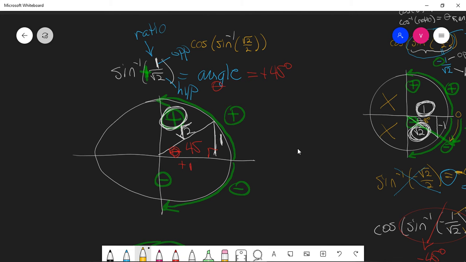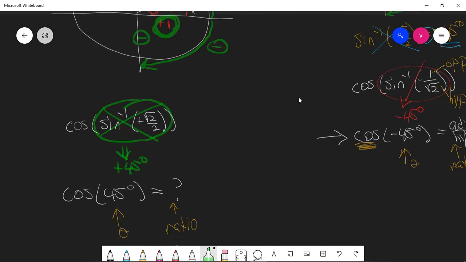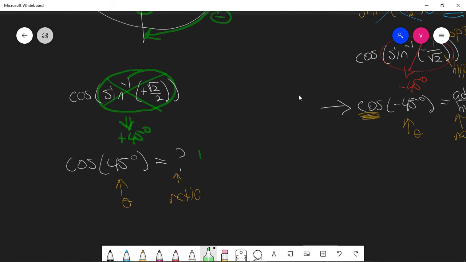Okay, so we can go back up here. What is the cosine for this? Adjacent over hypotenuse. So that is our ratio answer. Positive 1 over root 2. When you rationalize it, you're going to get root 2 over 2. And that's the answer to your whole problem, okay?